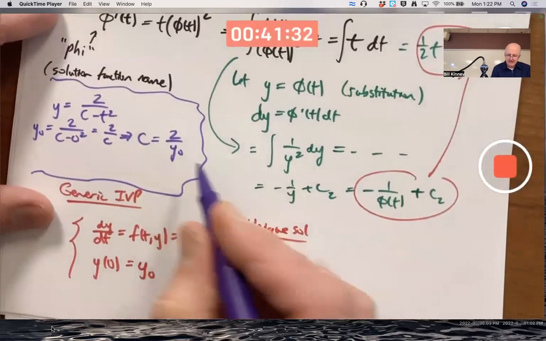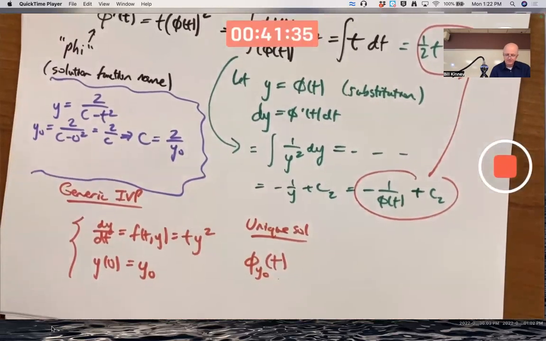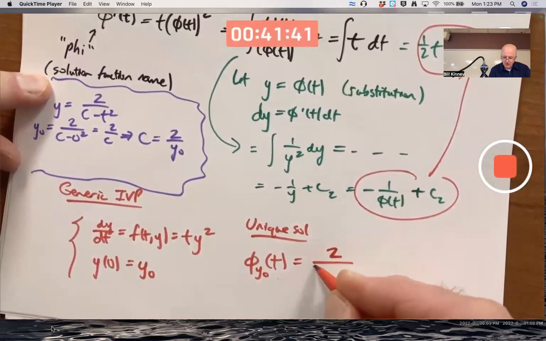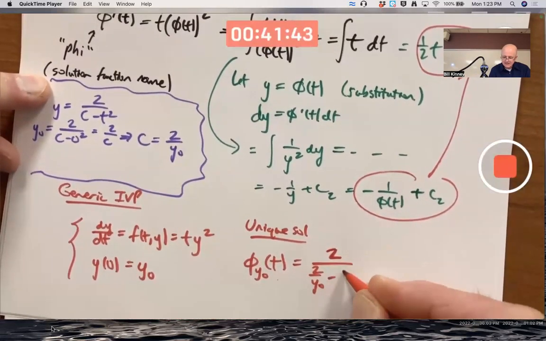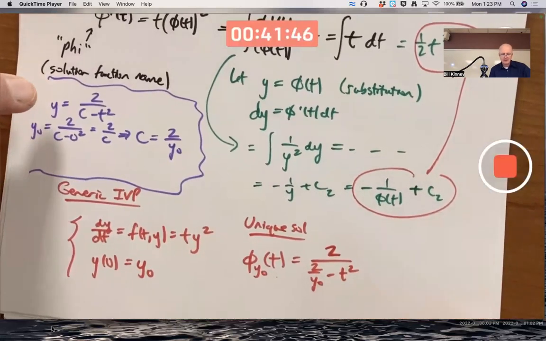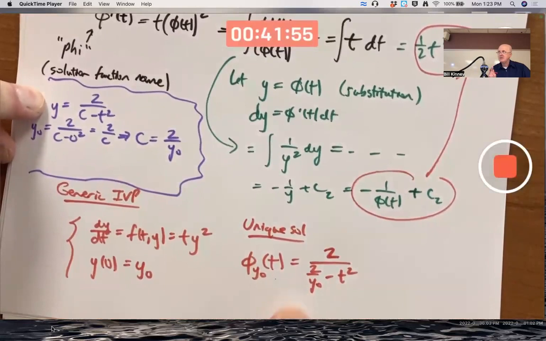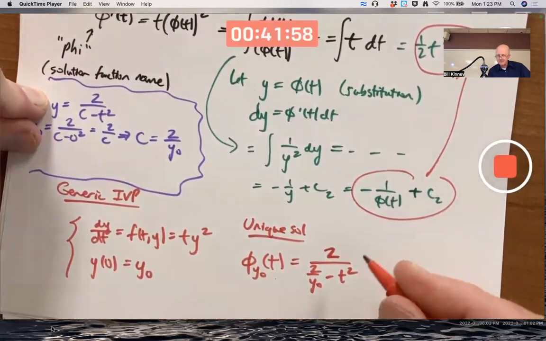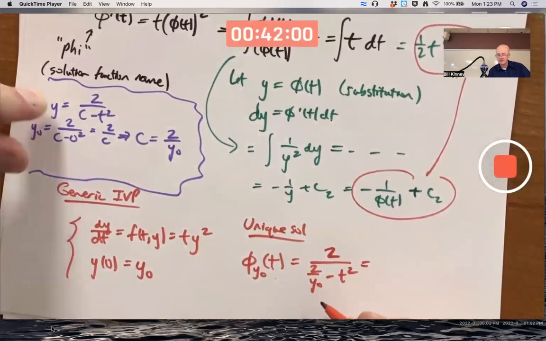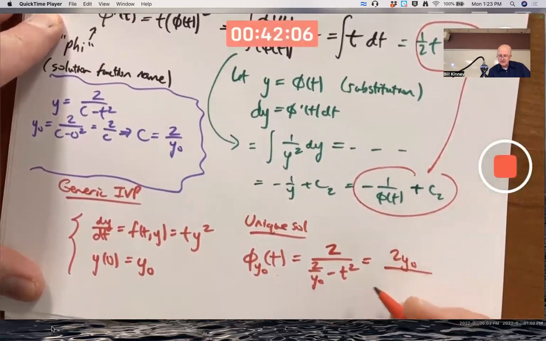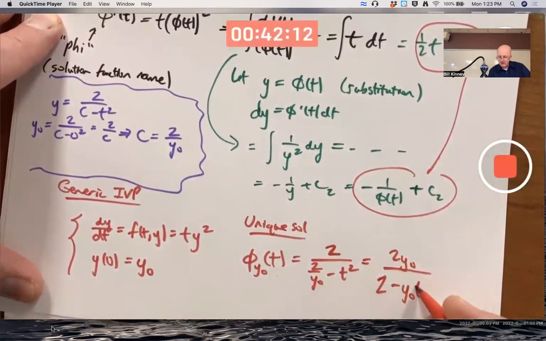And now I can plug that in down here, and write 2 over c, but c is 2 over y naught, minus t squared. So I'm replacing the c with 2 over y naught and getting this. Let me do one more step and something amazing happens. Let me get rid of the fractions within fractions by multiplying the top and the bottom by y naught, to get 2y naught over 2 minus y naught times t squared.